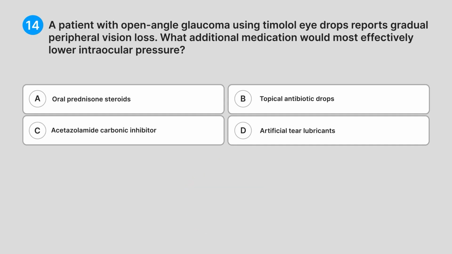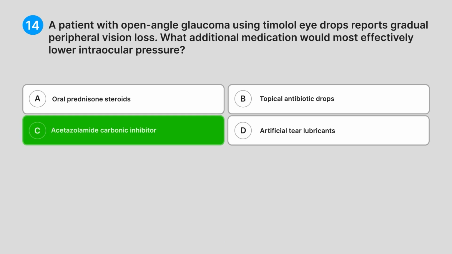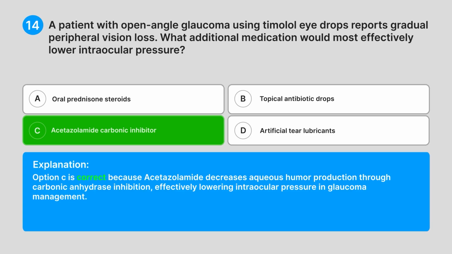Correct answer, C. Acetazolamide carbonic anhydrase inhibitor. Explanation. Option C is correct because acetazolamide decreases aqueous humour production through carbonic anhydrase inhibition, effectively lowering intraocular pressure in glaucoma management.